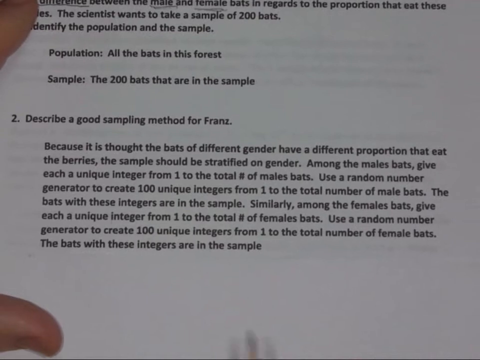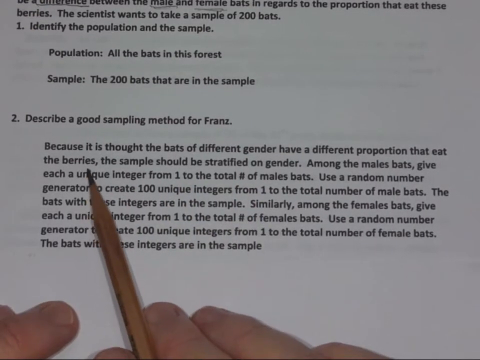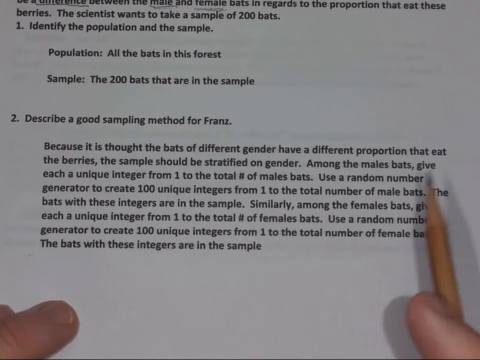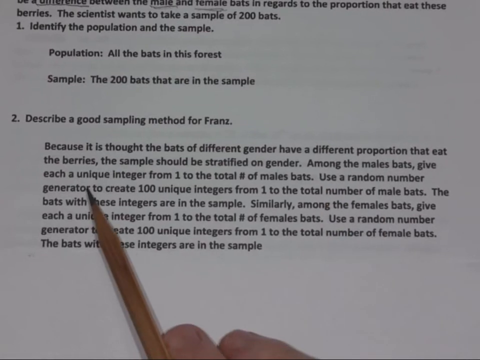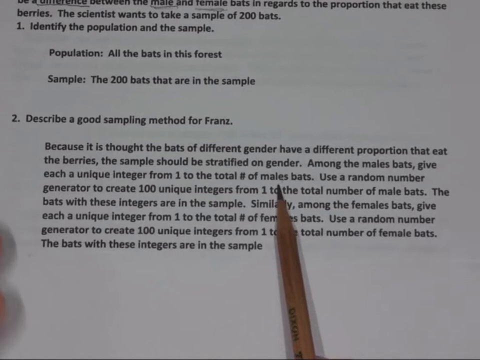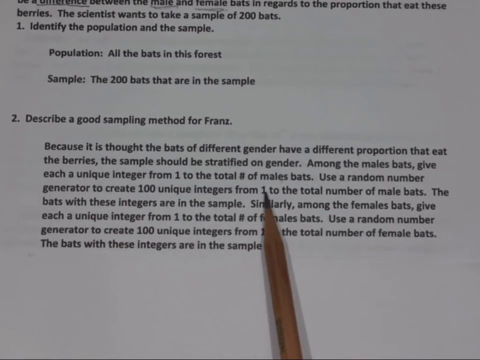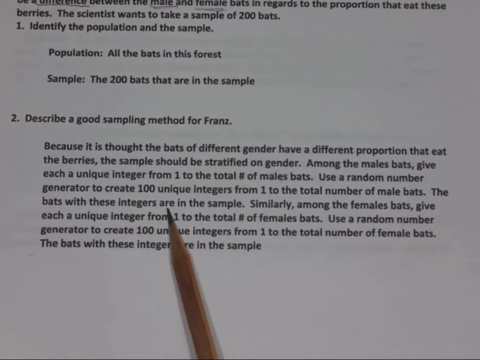And so here we go. Because it is thought that bats of different gender have different proportions that eat the berries, the relevant issue, this sample should be stratified on gender. And this is how I would describe that. So for our first stratum, the males: among the male bats, give each a unique integer from 1 to the total number of male bats, which we don't know. Use a random number generator to create 100 unique integers from 1 to the total number of male bats, and then these bats are in the sample.